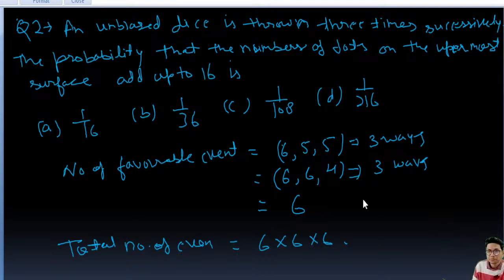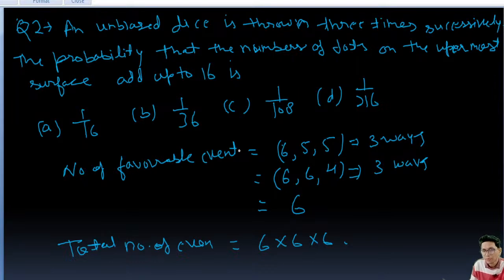Okay, so now we'll find the probability. So probability is going to be the number of favorable events, that is 6, upon the total number of events. Okay, so here the number of favorable events, right?